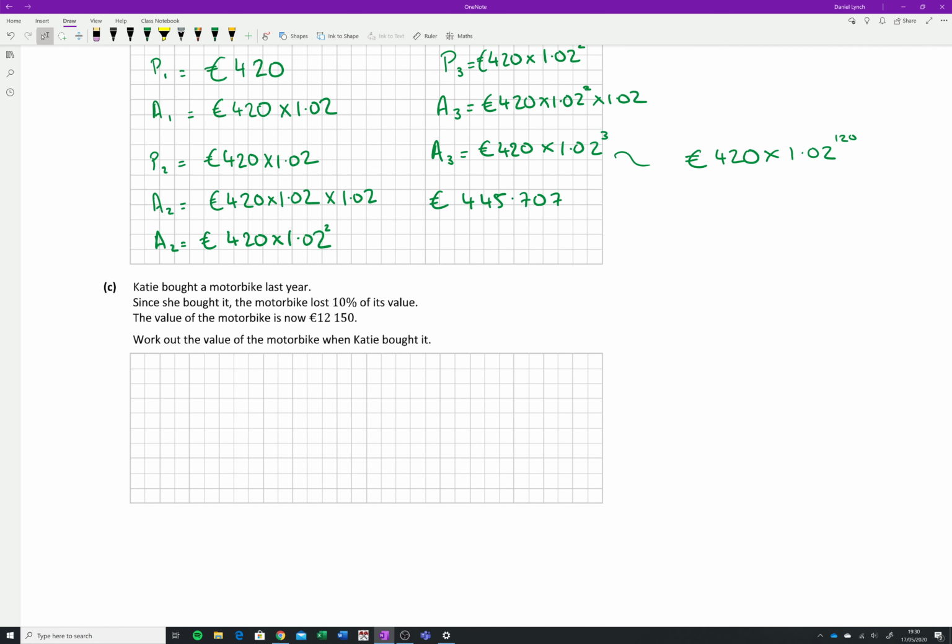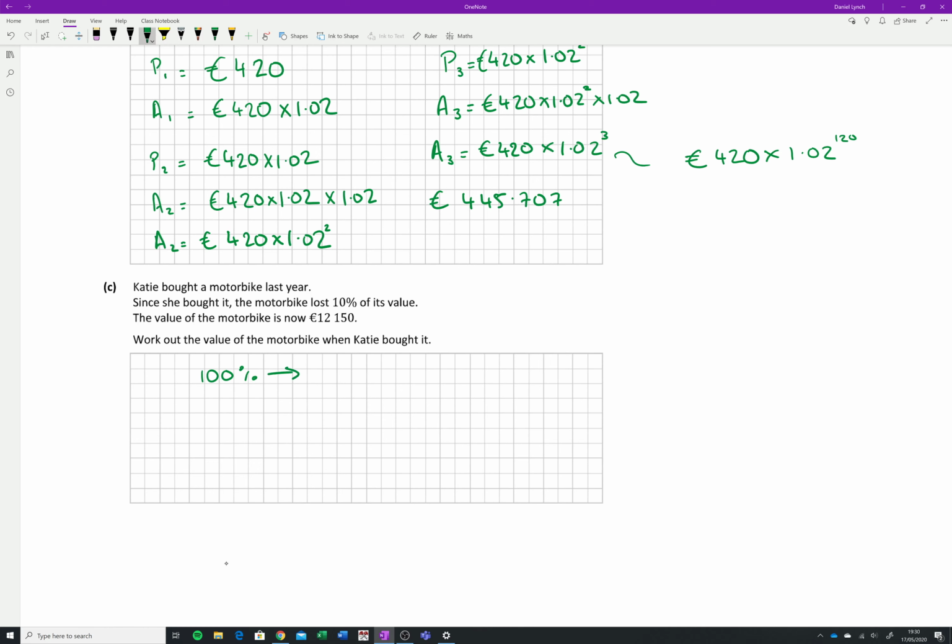Katie bought a motorbike last year. Since she bought it, the motorbike has lost 10% of its value. The value of the motorbike is now this. What was it when she bought it? A really important conceptual thing: do not get 10% of that and add it on. Really important. She started off with it being worth the full amount.